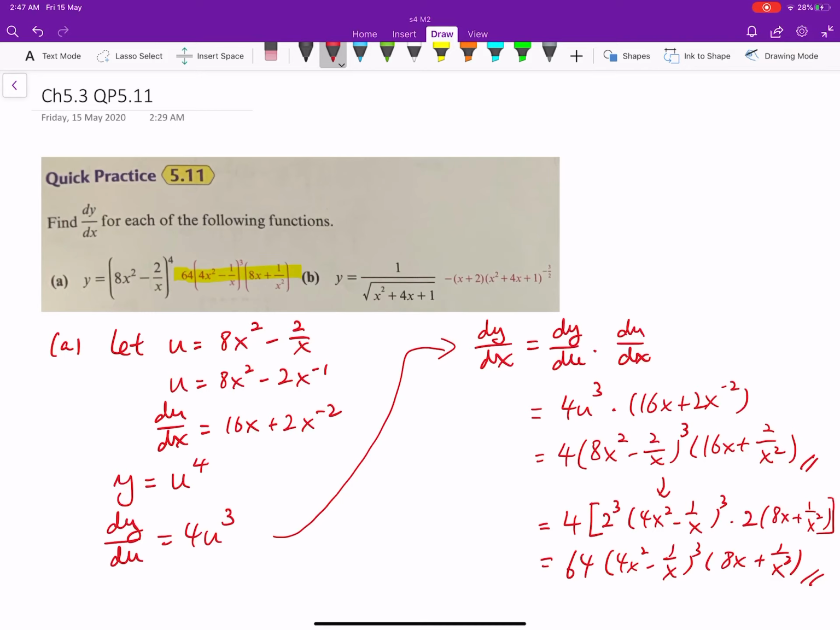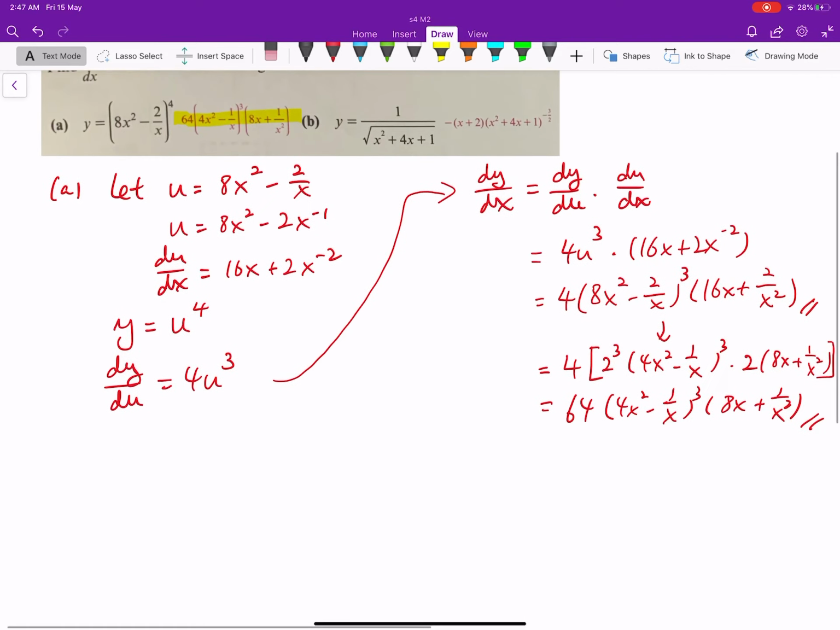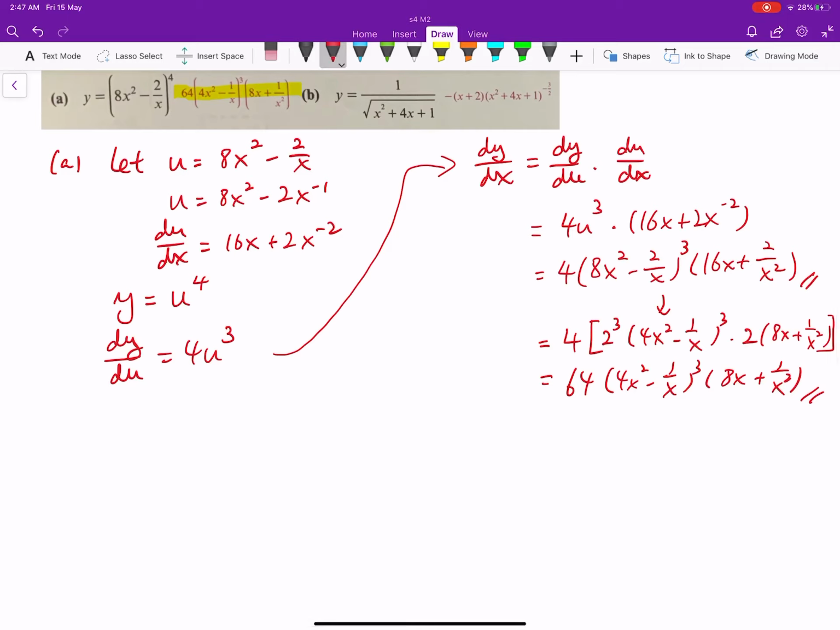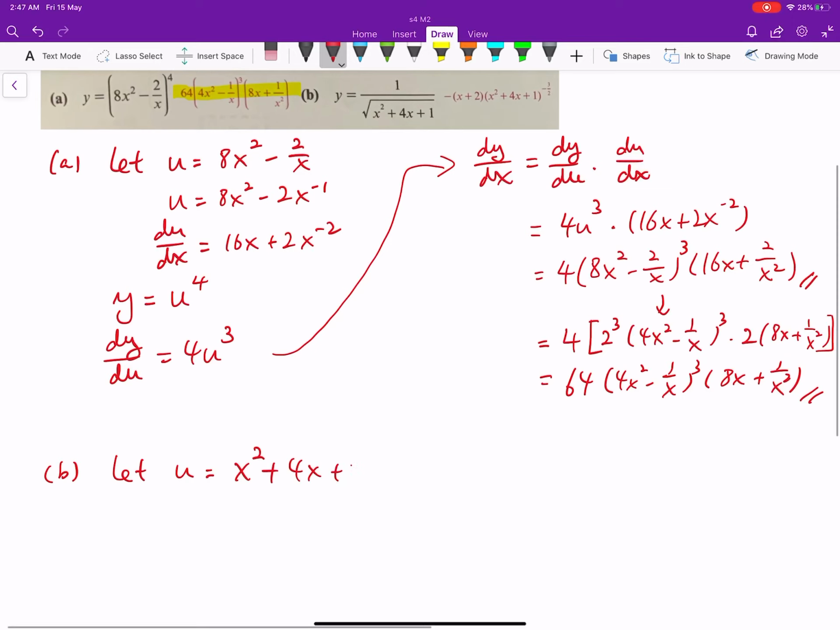Now we go to part B. What will be the u? Here it is quite obvious because there's only one expression, right? So u will be x to the power 2 plus 4x plus 1.